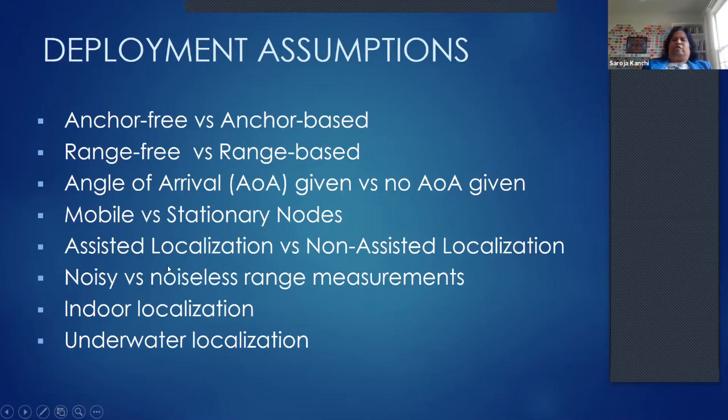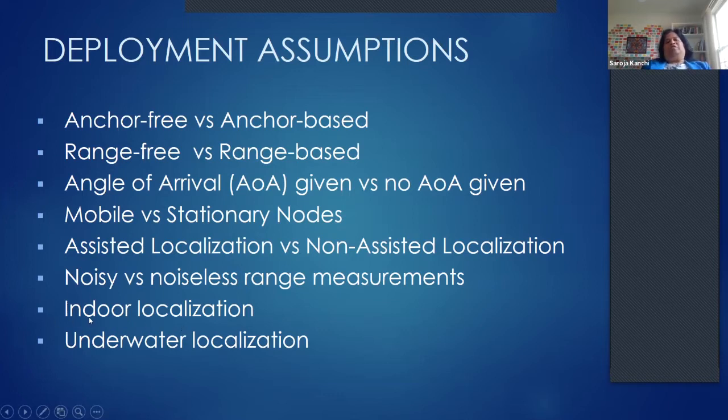Then, of course, I mentioned assisted localization. Do we use any kind of robotic assistance that can add distances between nodes that can help localize? Or do we not assume any kind of assistance during localization? Again, I mentioned noise in the range measurement. Sometimes we assume that the range measurements or distance measurements are noisy, in which case we have to incorporate the noise propagation into the algorithm.